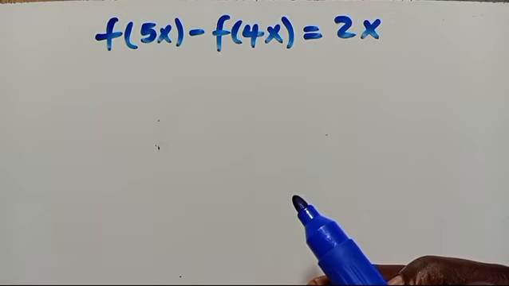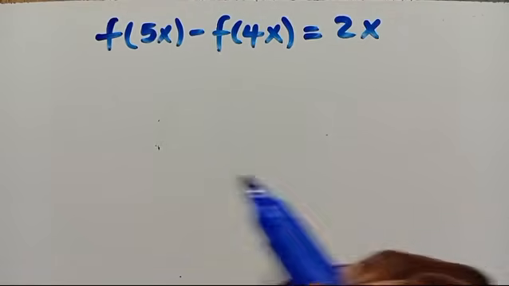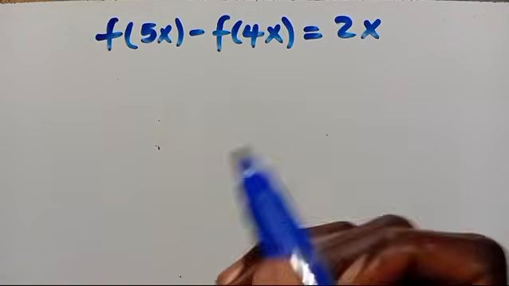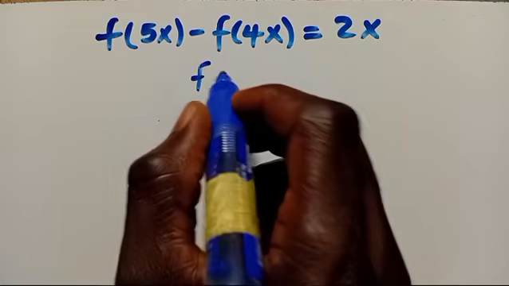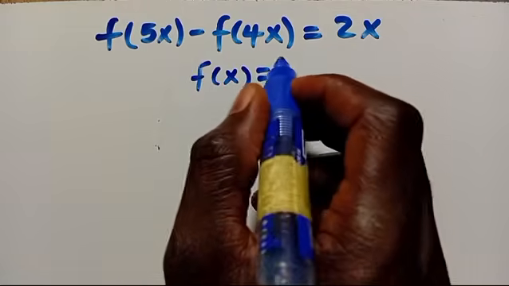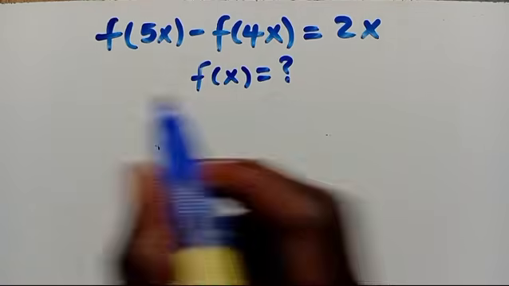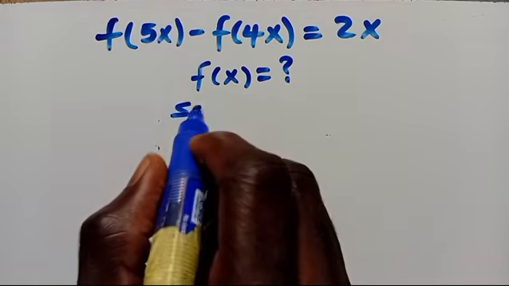How are you going to solve this functional equation, given that you have f(5x) minus f(4x) equals 2x? Then what will be the value of f(x) given the following? Let's have the solution.